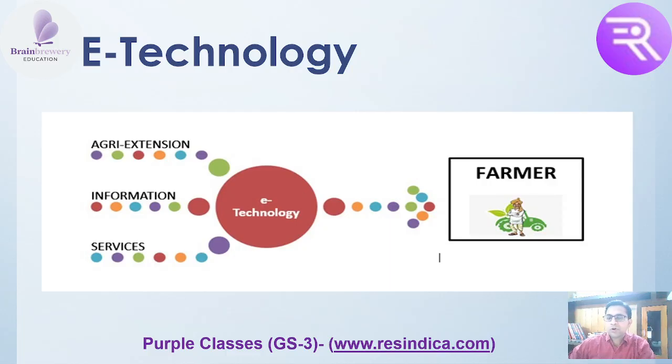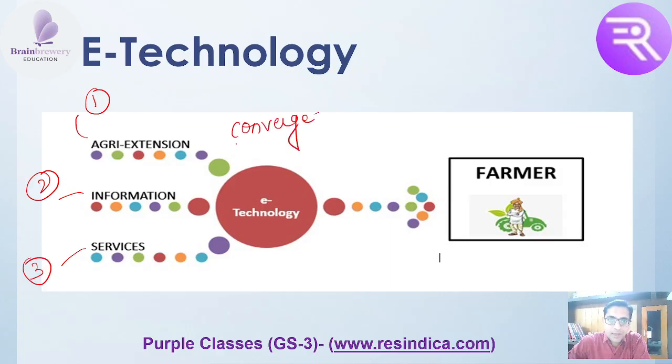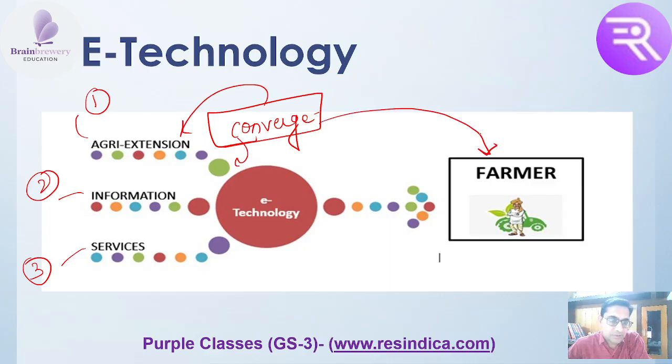Whenever we talk about e-technologies, we are talking about three important aspects. E-technologies help in agriculture extension. E-technologies help in providing information. E-technologies provide us with services. So how we can converge all these things and help our farmers.